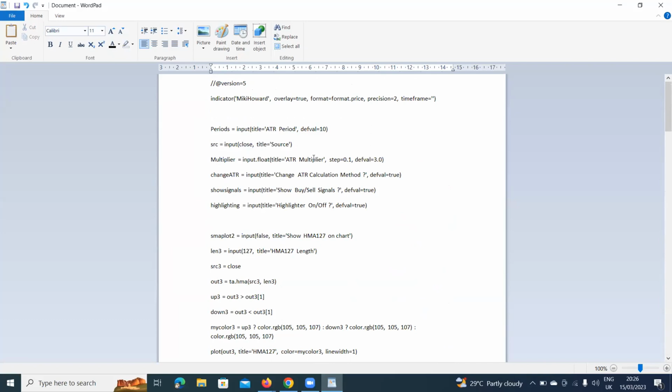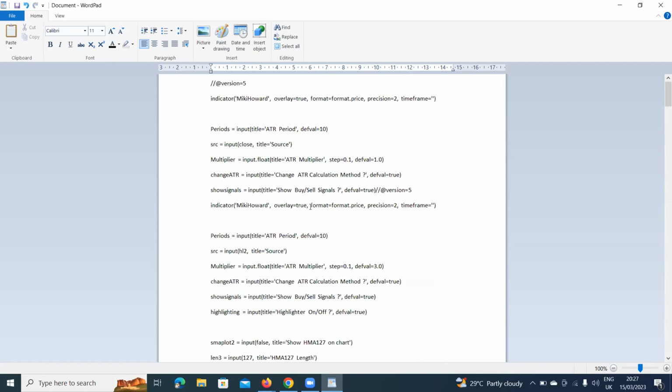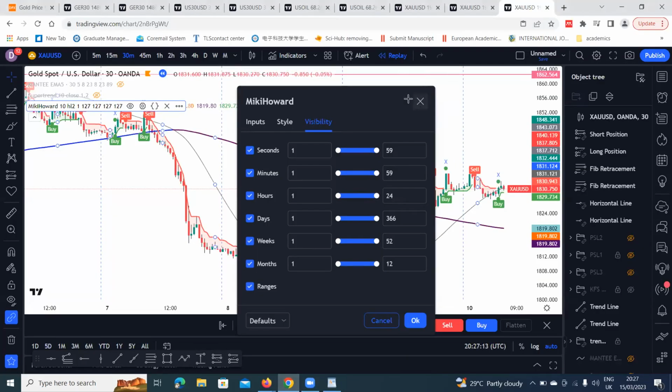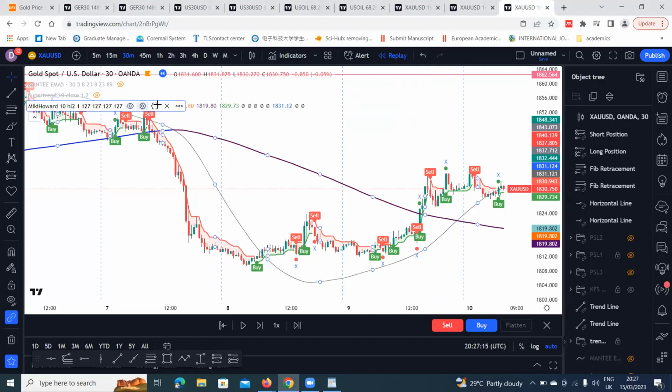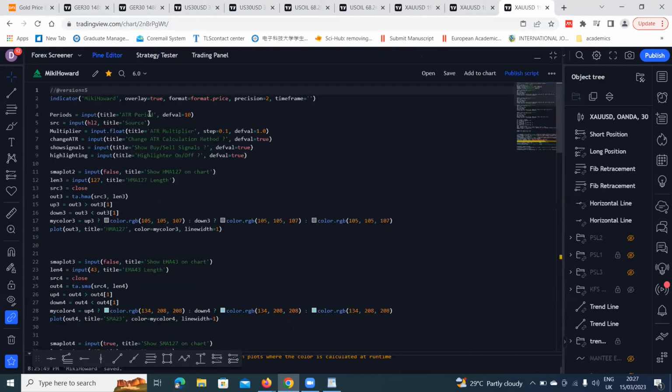That's fine. And then yeah, that's all. So now copy it, please. Control A, Control C. And then let's go. And then go into the code. And then maximize, select. Done.